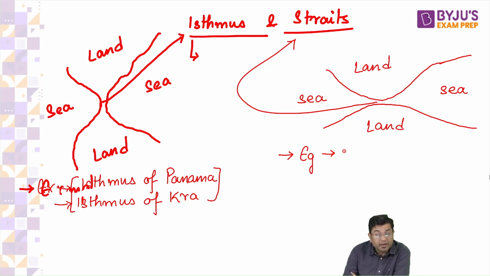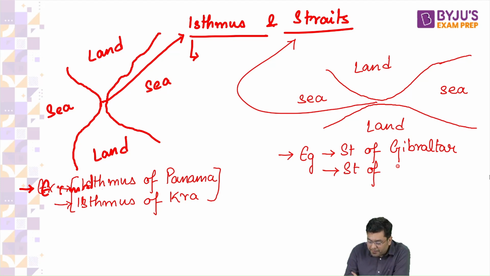So example, now these straits, they are very important in global trade. These form very important part of the global navigation and trade mechanism. So they are very, very relevant for maintenance of global trade. So you have Strait of Gibraltar.